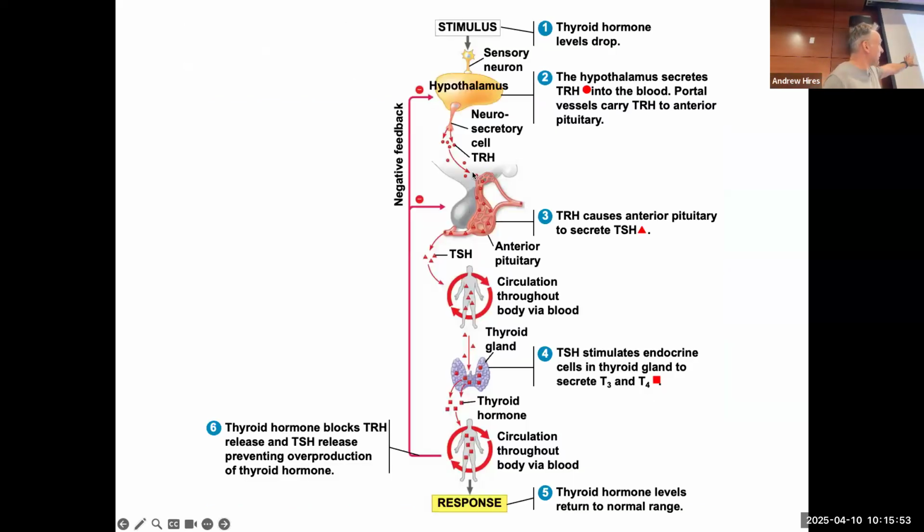Okay, so let's go back here. We talked about this, right? That's the hormone cascade pathway. Any questions at this point?